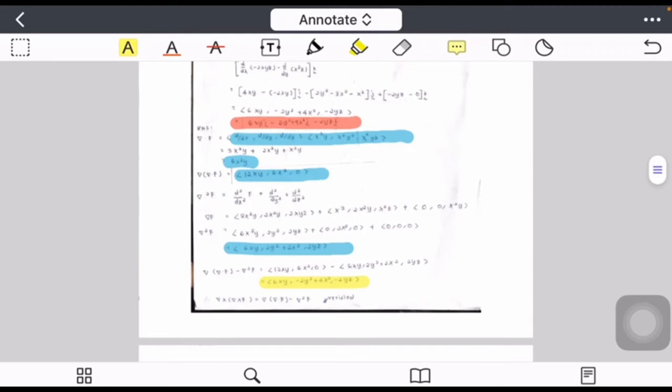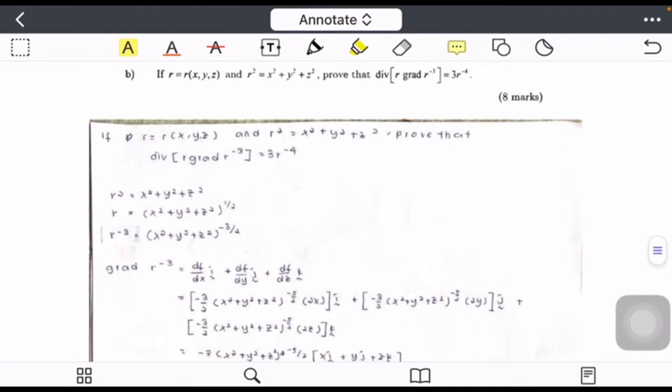Seterusnya 2B, if r equal to xyz and r squared equal to x squared plus y squared plus z squared, prove that divergence of r gradient r to the power negative 3 sama dengan 3r to the power negative 4.